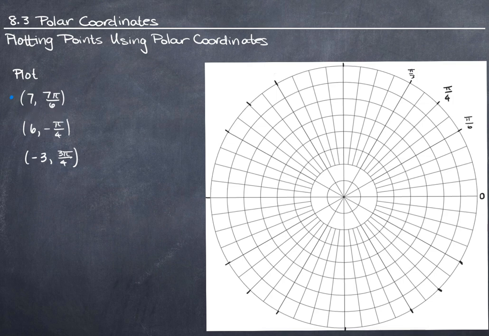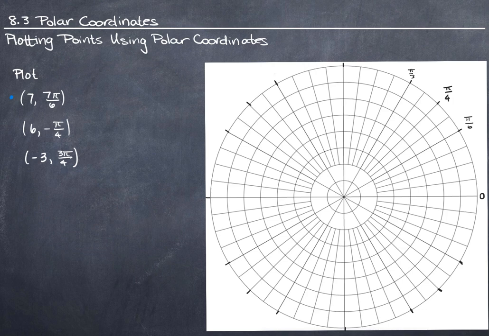I'm going to use the blue pen for that. 7 pi over 6 is just past 6 pi over 6. 6 pi over 6 is pi. So if you can relate everything to pi, for example, 5 pi over 4 is going to be 4 pi over 4 plus 1 more pi over 4. 3 pi over 4 is going to be 4 pi over 4 minus a pi over 4.